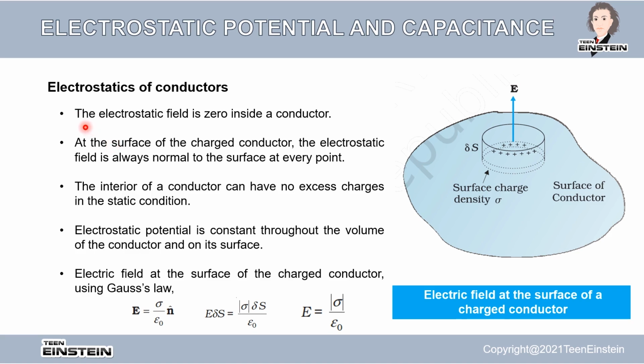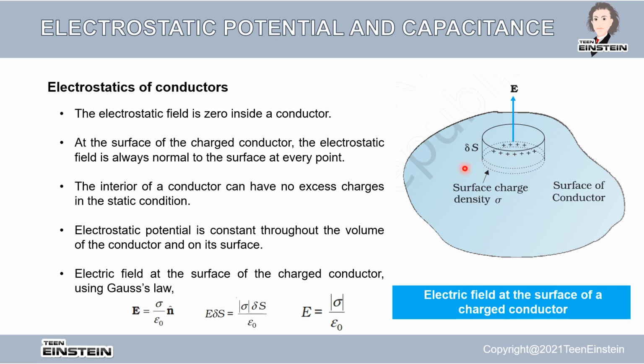So the first point which we are going to see is the electrostatic field is zero inside a conductor. So why does the electrostatic field have to be zero inside a conductor? If we assume that the electrostatic field is not zero, then what will happen? Whenever there is an electrostatic field, there will be a force associated with it.